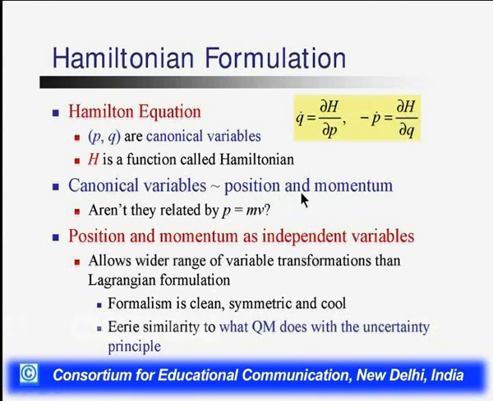Canonical variables define the position and momentum, which we already know about. p is equal to mv, and these are not related. The position and momentum are independent variables, which allows a wider range of variable transformations than the Lagrangian formulation. This Hamiltonian formulation is very clean, systematic and cool. And here quantum mechanics deals with the uncertainty principle.